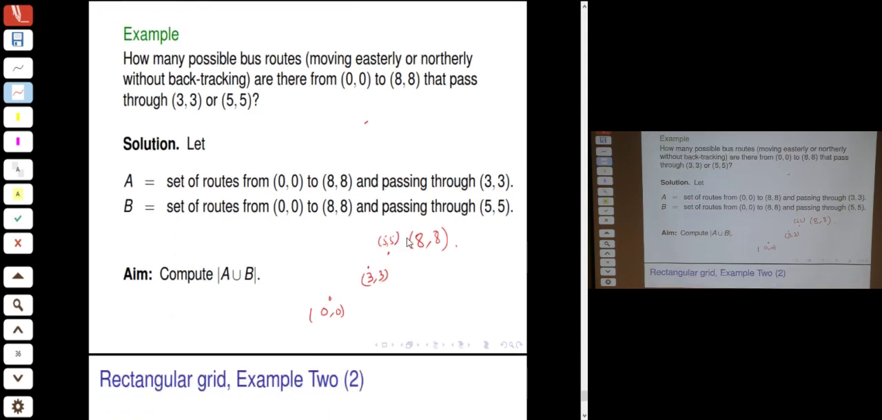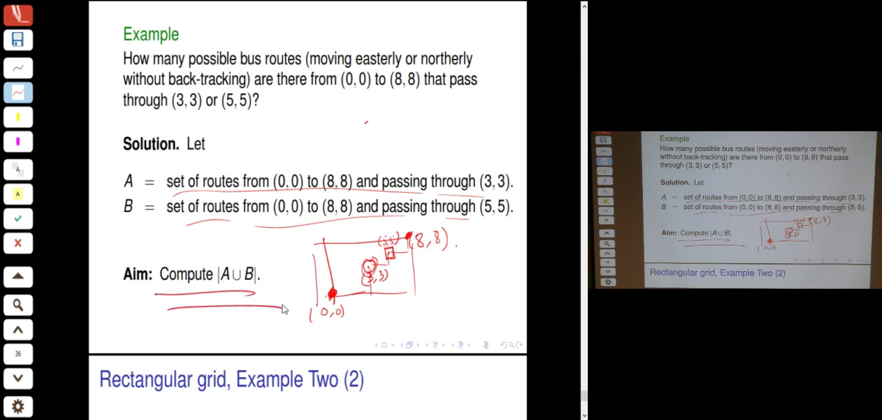So these are all on the straight line. Okay? So you want to go from here to there, and you either want to pass through this point or through that point. Okay? So how do you do that? Let A denote the routes from (0,0) to (8,8) which pass through (3,3), so pass through here. Let B denote the set of routes from (0,0) to (8,8) which pass through (5,5). Okay, (5,5). So the goal is to compute.